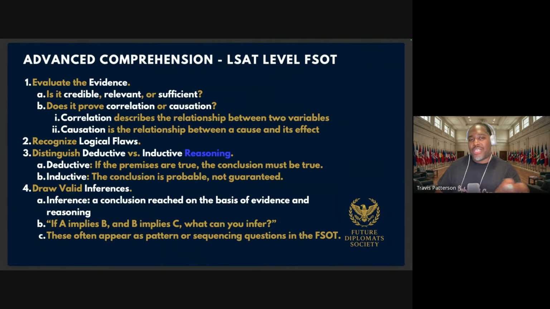Next, watch for logical flaws, these small traps that weaken the argument. You'll see these often. Ad hominem, attacking the person instead of the point. Strawman, twisting someone's words to make them easier to defeat. Slippery slope, assuming one small event will spiral into disaster. Overgeneralization, drawing a huge conclusion from one example. False cause, claiming one thing caused another just because they happen together. Faulty analogy, comparing two things that aren't actually similar enough.